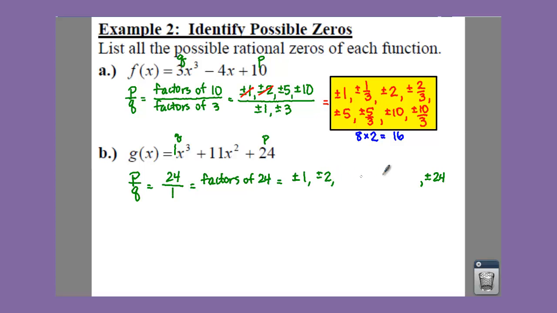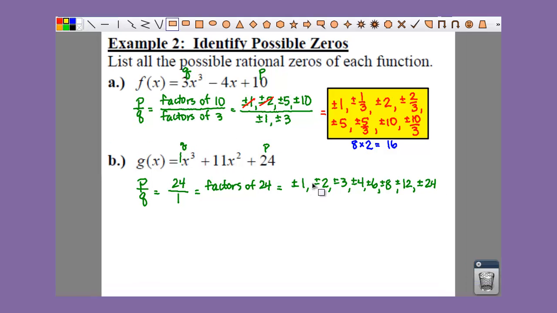You have plus or minus 2 and plus or minus 12. You have plus or minus 3, plus or minus 8, and then we also have plus or minus 4 and plus or minus 6. So here are all of the possible zeros that you would have for 24 over 1. You have 1, 2, 3, 4, 5, 6, 7, 8. Just kidding.